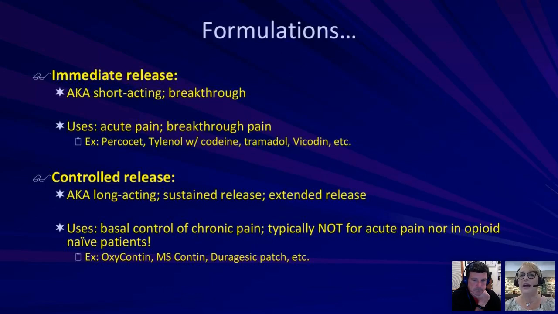If they should have acute pain on top of that chronic pain or basal pain, then that's when we would also add an immediate release product like Percocet or Vicodin or Tramadol or Tylenol with codeine. So chronic pain patients that come in and sit across from you in their chair, you'll notice they will actually be on both long-acting and short-acting, and it's very appropriate to do so.